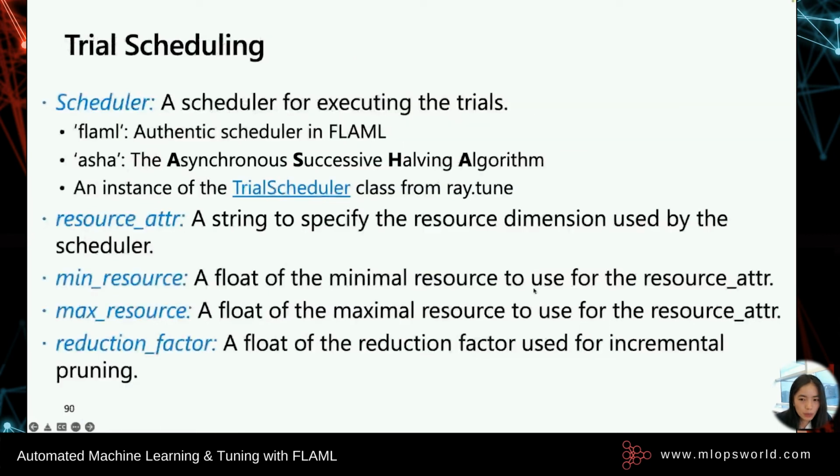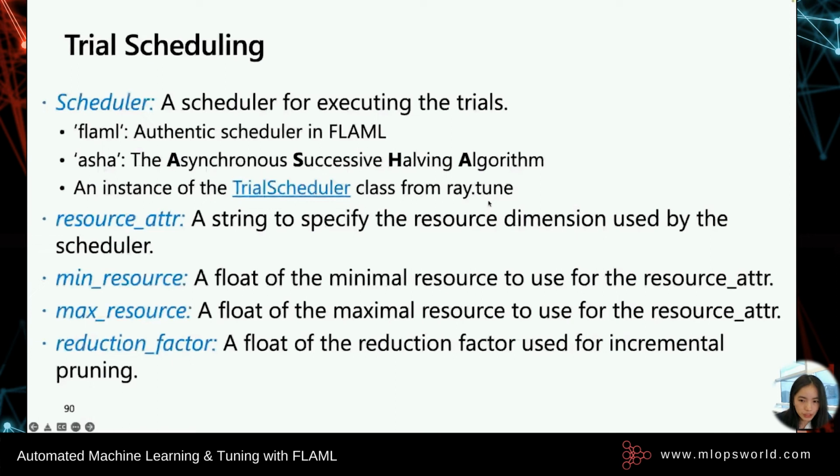The related keyword arguments in Tune include the following ones. First, you need to specify a scheduler. We have two built-in schedulers, including the FLAML scheduler, which is an authentic scheduler in FLAML, and ASHA, which is a synchronized successive halving algorithm. And you can also specify a user-defined instance of this trial scheduler class from Ray Tune.